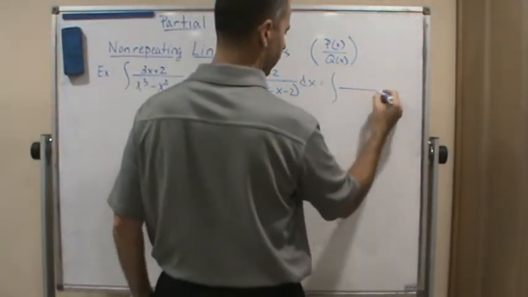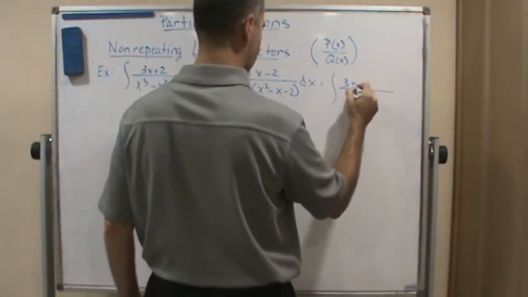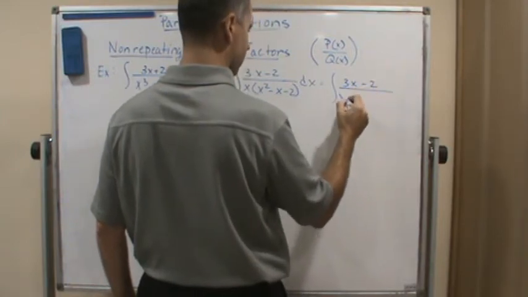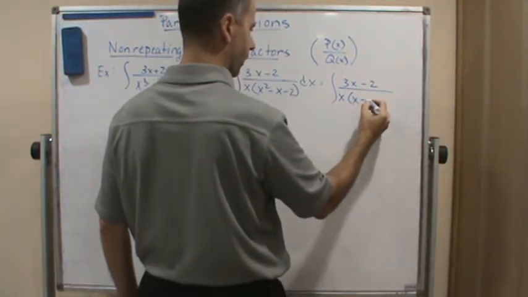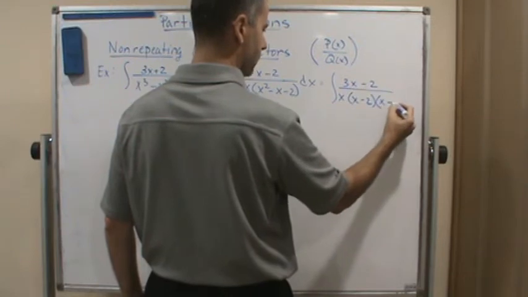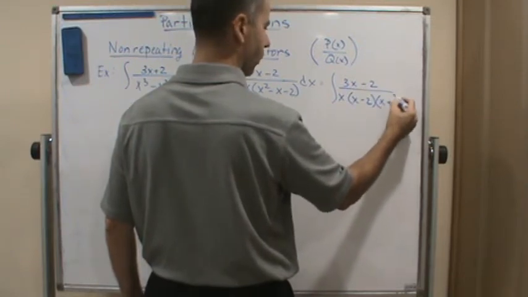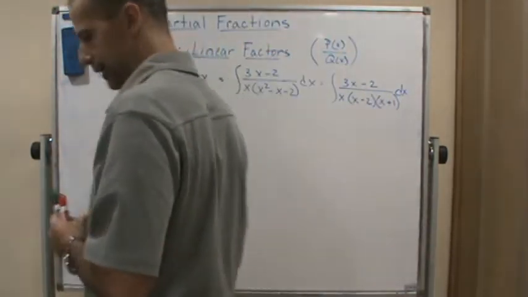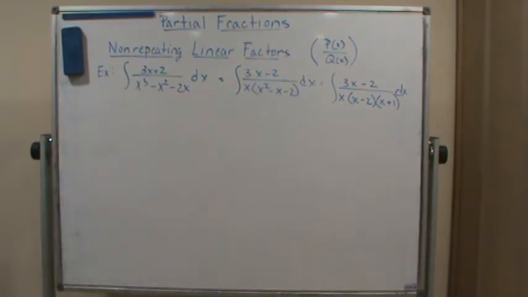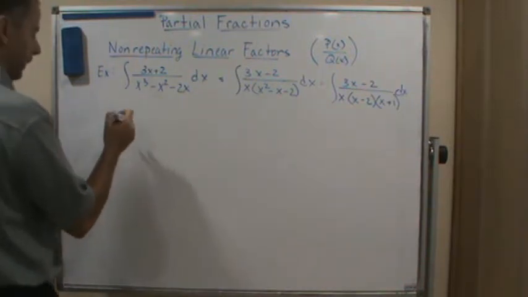So then we rewrite this as 3x minus 2, this is going to be x times x minus 2 times x plus 1 dx. So the next thing is now we're going to use the fact that we can rewrite this as a sum. So there has to exist, right, constants such that the following must be true, right?